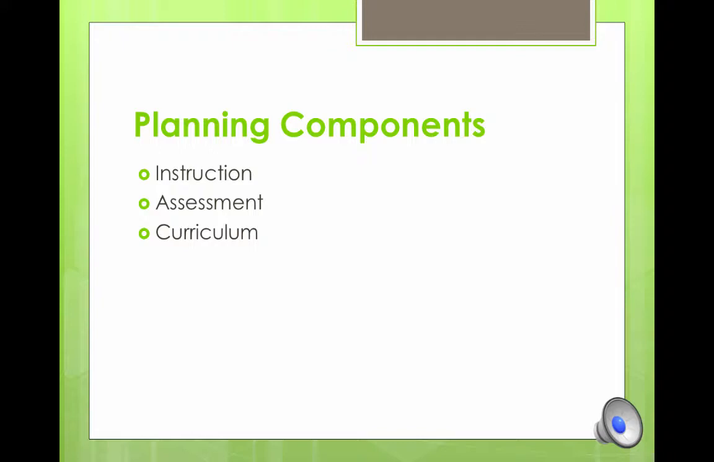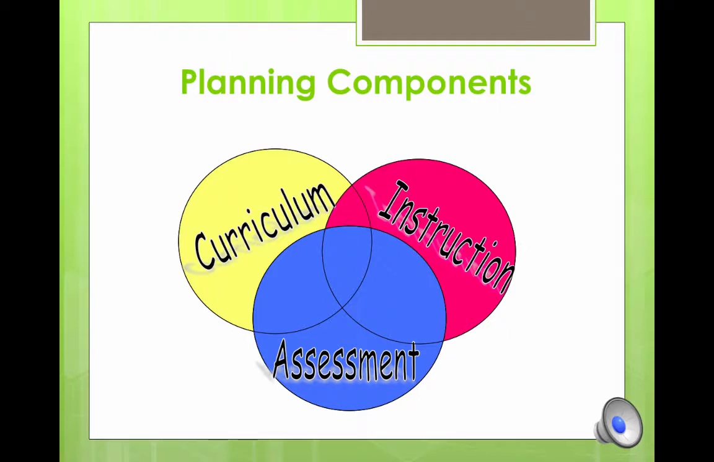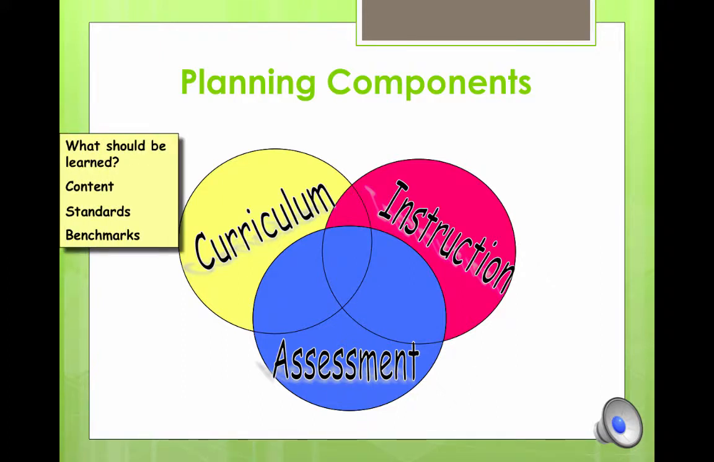There are three planning components that we're going to spend some time looking at. One is instruction, two is assessment, and three is curriculum. In essence, these three planning components overlap, and yet what we're looking for is that sweet spot in the center, which doesn't occur usually very naturally. We have to work towards that. So let's investigate a little bit more.